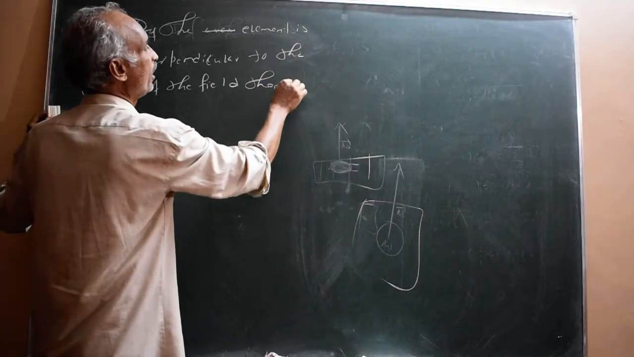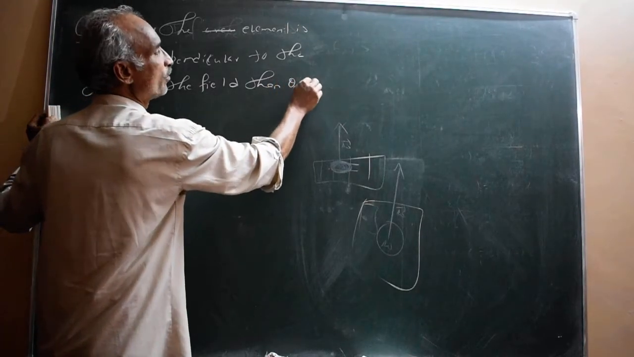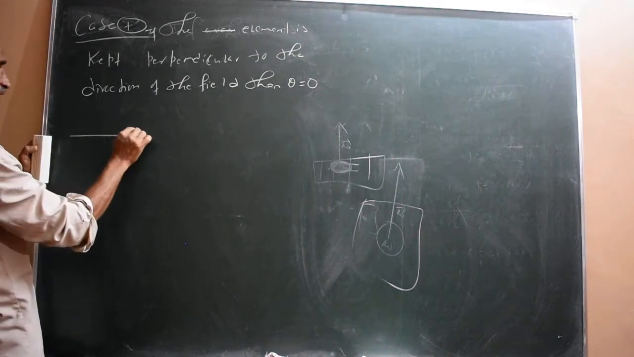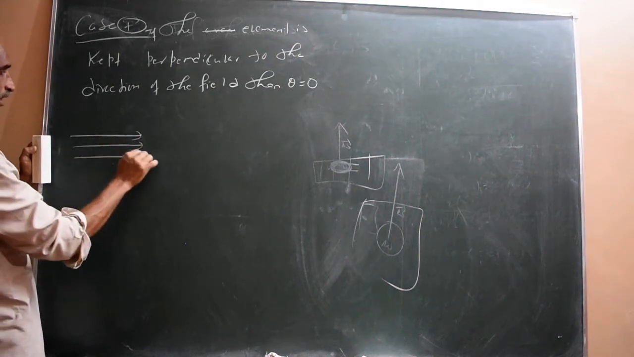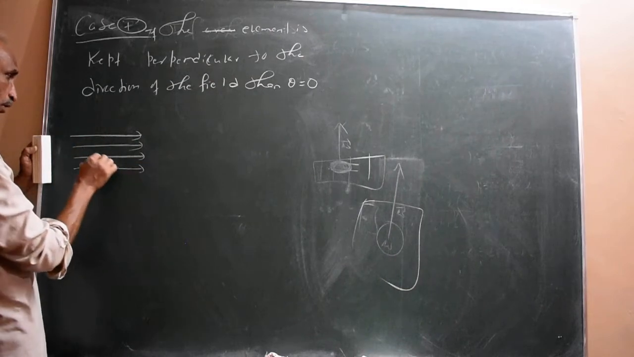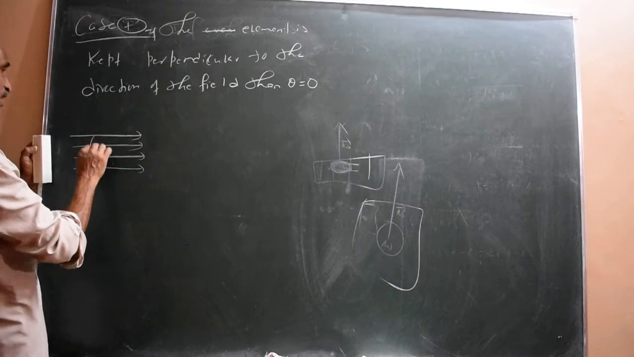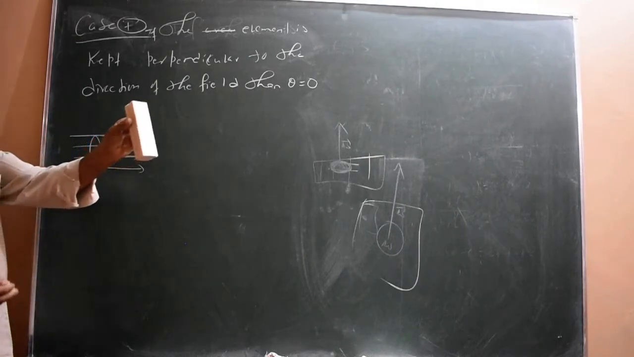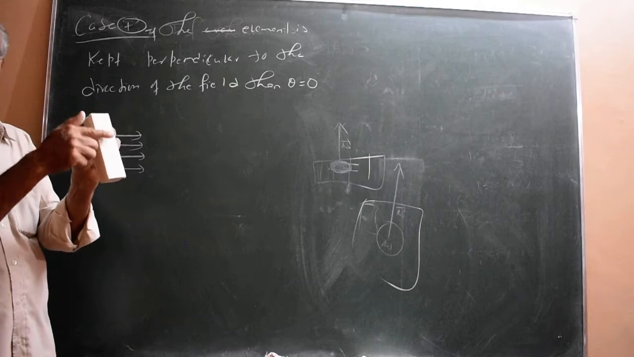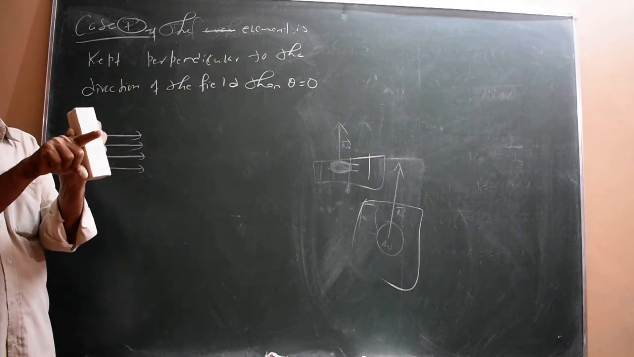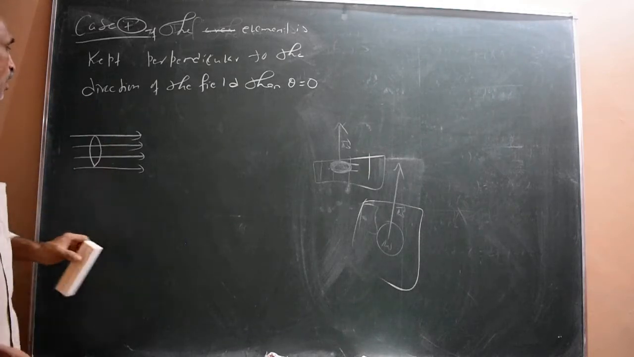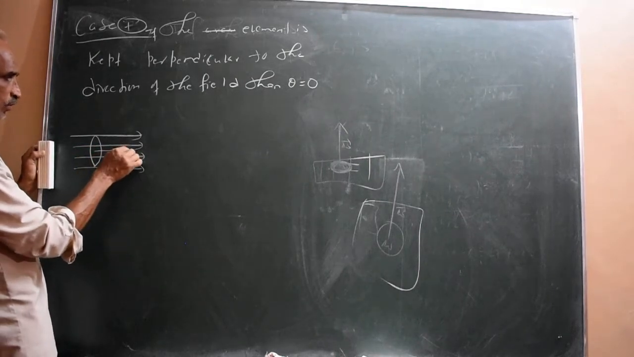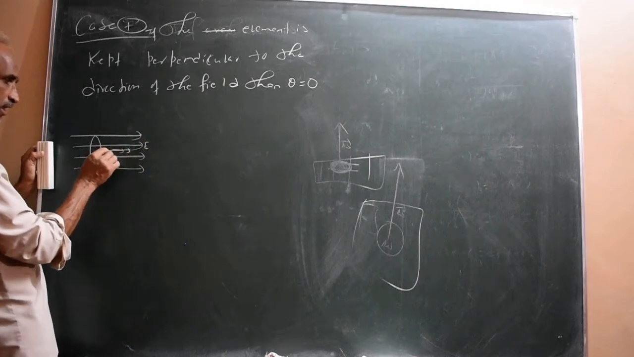Then theta is equal to 0. Why is theta equal to 0? Look at the figure. This is the direction of the field. The element is kept perpendicular. I told you kept perpendicular means the element is kept like this. This is the element, this is the direction of the field. Now the surface area of the element is perpendicular actually. But what is the direction of the delta S bar? Delta S bar is this one, this is E, and this is delta S bar.